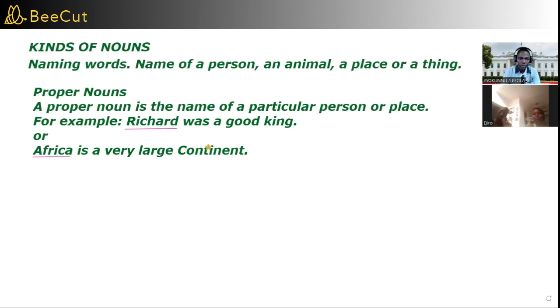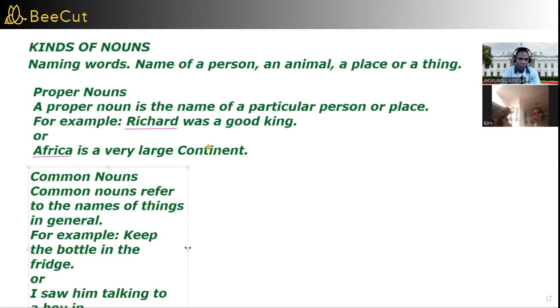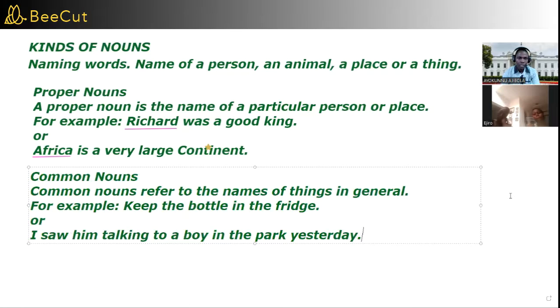So the second category we're going to look at under the kinds of noun is common noun. Talking about common noun refers to names of things in general. This time around, you are not being particular about which particular one we're talking about. You're just referring to things in general. So the words you use when you're referring to things in general are called common nouns. So let's look at it here. Common nouns refer to names of things in general.